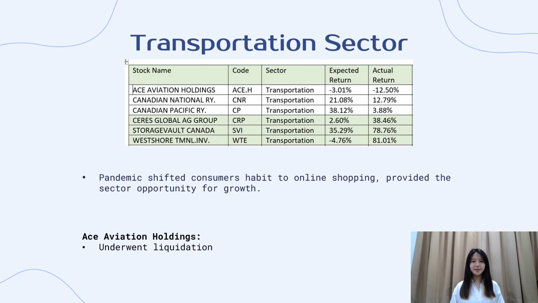The remaining stocks, namely Canadian National Railway and Canadian Pacific Railway, provided positive returns except for Ace Aviation Holdings. The reason for the high return from the transportation sector was that during the pandemic, the shift in consumer spending habits to online shopping provided the transportation sector an opportunity for growth, which in turn attracts investors to invest in transportation companies. However, the reason for Ace Aviation Holdings to have a negative return is because it was undergoing liquidation.